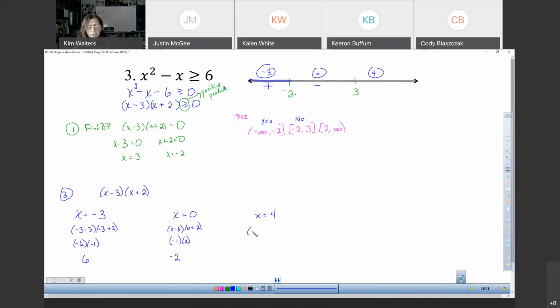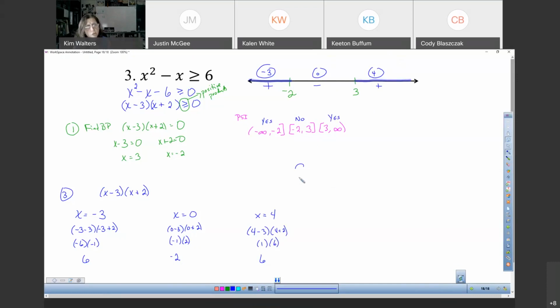And then finally, I'm going to have 4. Plug it in for x. 4 minus 3. 4 plus 2. And so this is going to be positive 1 times positive 6. And so I get a positive. We've already established that positive is good. So I'm going to shade everything this direction. That means that this one is a good interval.